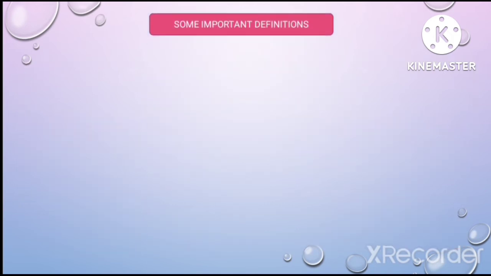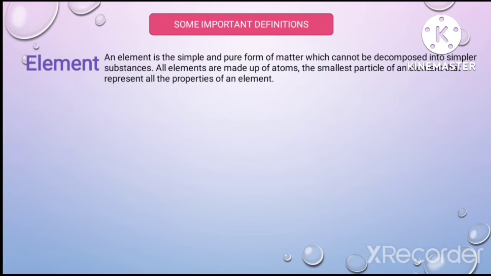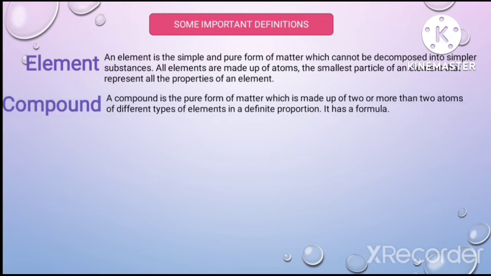Now let's learn some important definitions. Element. An element is the simple and pure form of matter which cannot be decomposed into simpler substances. All elements are made up of atoms, the smallest particle of an element that represents all the properties of an element. Now, compound. A compound is the pure form of matter which is made up of two or more than two atoms of different types of elements in a definite proportion. It has a formula.